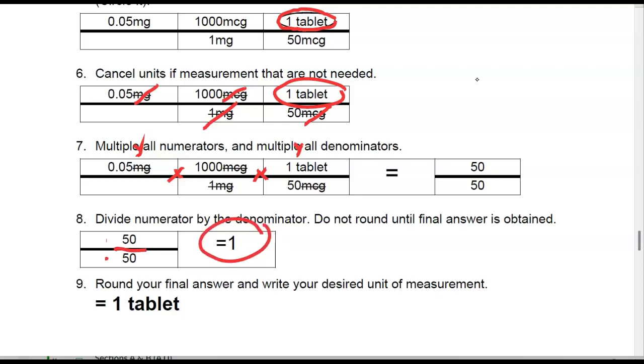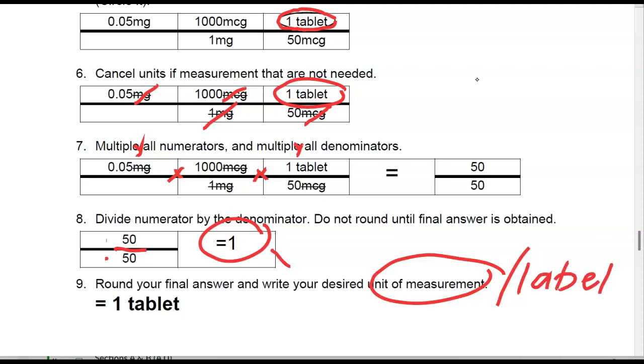Now, this is not our final answer yet. What do we need? Well, we need the unit of measurement or label. So don't forget about that, because if this is your final answer, that's going to be wrong. You want to make sure you indicate you have 1 tablet. So that's your answer. So round your final answer if it needs to be rounded, and then write your desired unit of measurement.